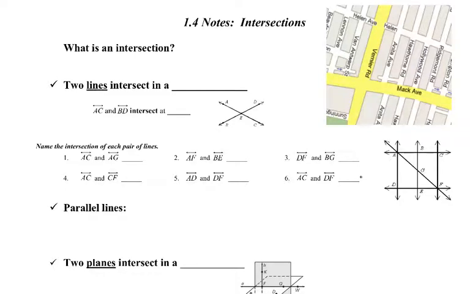Today we're going to talk about the word intersection, right? And here we have a map of an intersection, the intersection of Mac and Vernier. So you're familiar with the word intersection, and an intersection is where two things cross, right? An intersection is where two lines cross for us. So where two lines cross.